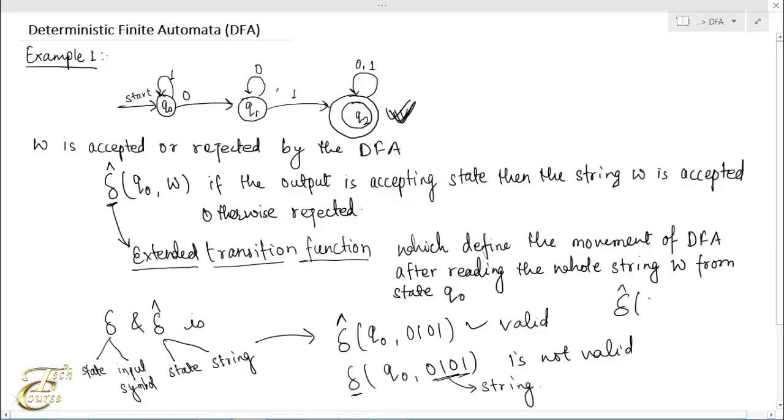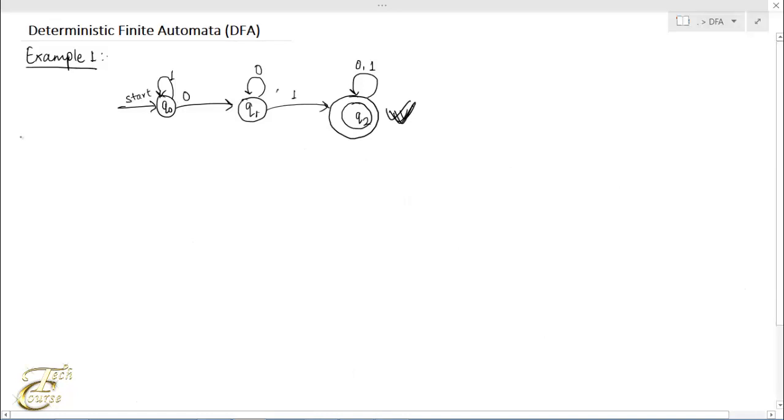Similarly, delta cap of Q0, 0 is also valid, since in this case this 0 is a string of length 1. Let's formally define the extended transition function, which is useful to compute delta cap of Q0, W.